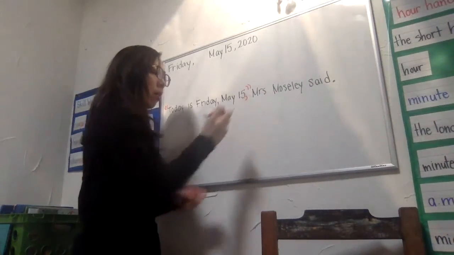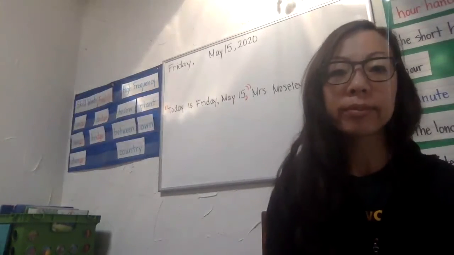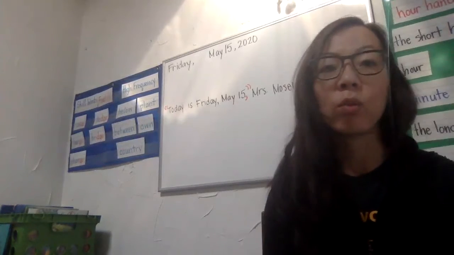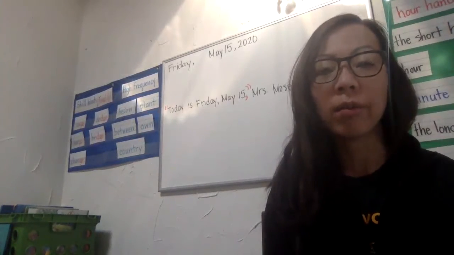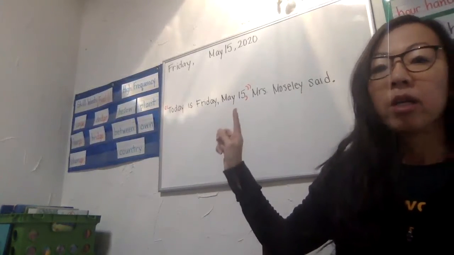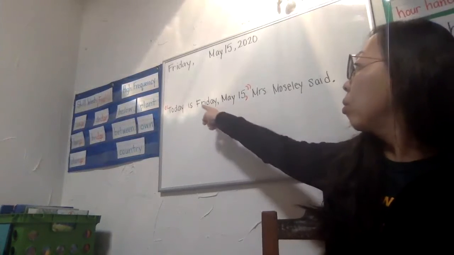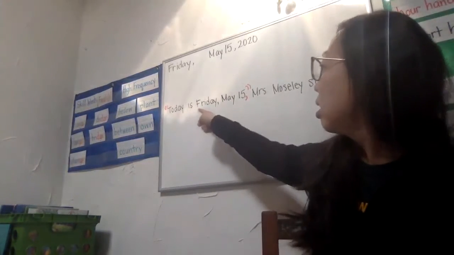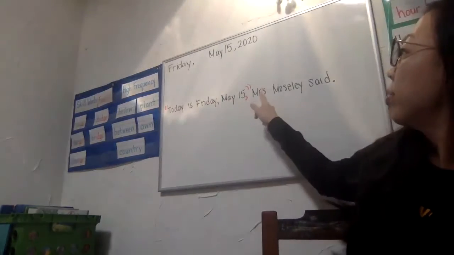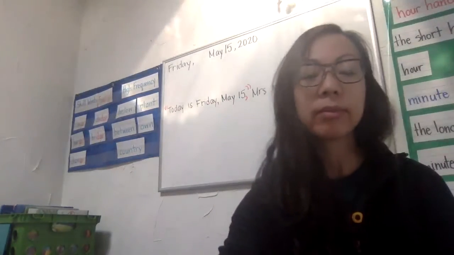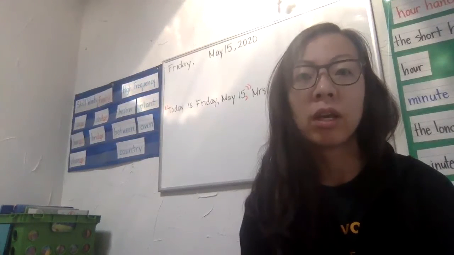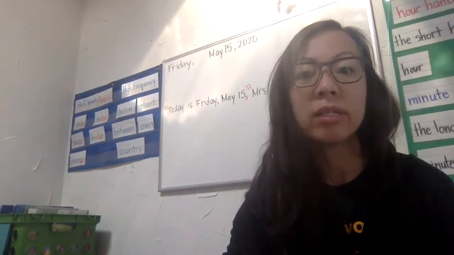When I'm writing dialogue, I take the words someone said and I put quotation marks around the words someone said, the dialogue. And then I put a comma in between the words that were said and who said it. Let's read the sentence again. Today is Friday, May 15th, Mrs. Moseley said. We'll take a look at some other examples because someone could also ask a question.